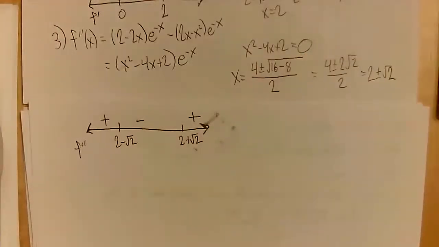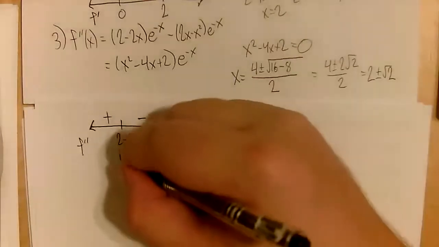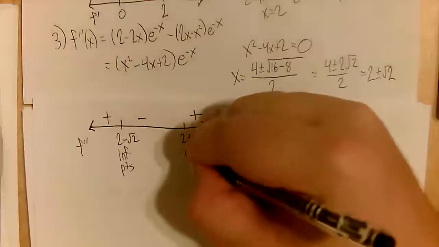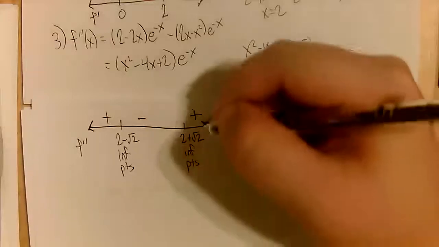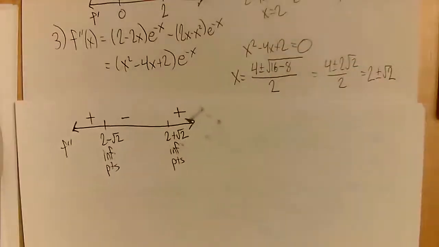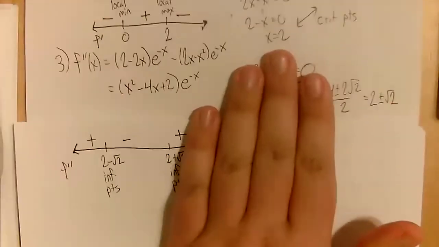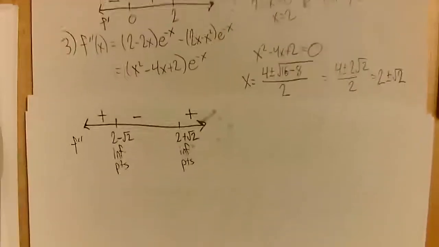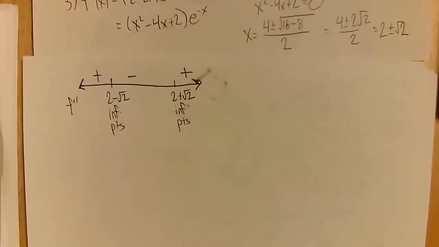So there we go. We have our sign chart, and we also know that we have 2 inflection points. We have one here, and we have one here, 2 plus root 2. All right, so we've learned about the concavity of our function, and we've learned where it's increasing and decreasing. So now we can synthesize this information into a single number line.